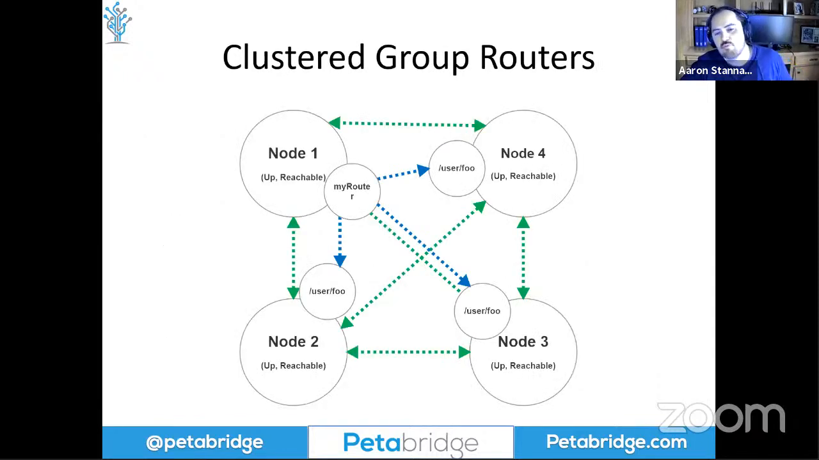So this is what a clustered group router looks like. Node number one is going to create, let's say, a round robin router. And it's going to say, I want all the nodes of role type X to basically add a recipient at this location in the actor hierarchy. So by the way, nodes 4, 3, and 2 have already created this actor. This actor is just being pointed to by this router.